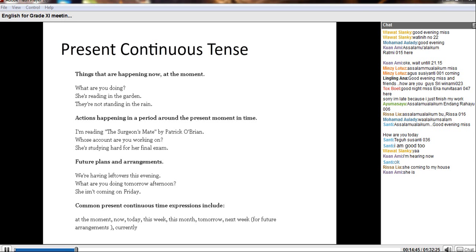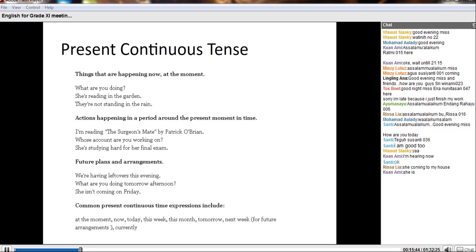Kemudian, and then present continuous tense also can be used for action happening in a period around the present moment in time. Jadi, Anda bisa menjelaskan. Jadi selama ini ya, waktu saya dulu belajar, waktu saya masih SD, when I was in elementary school, my teacher always state that present continuous tense only consider happen the things that happening now. Itu waktu dulu saya pahami itu, waktu saya SD. But, actually not. Ya tidak, karena present continuous tense it can be used in four different situations.